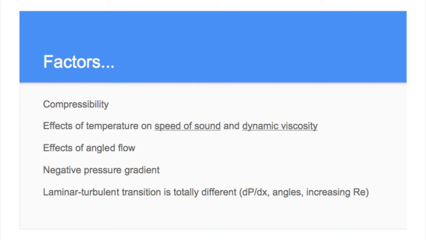Negative pressure gradient was also a major factor. And finally, the laminar to turbulent transition is totally different than it is from a flat plate in external flow and internal flow because of the unique conditions in a nozzle as we've explained. Some of those are pressure gradient, angles, increasing Reynolds number. All those make that a very different experience.